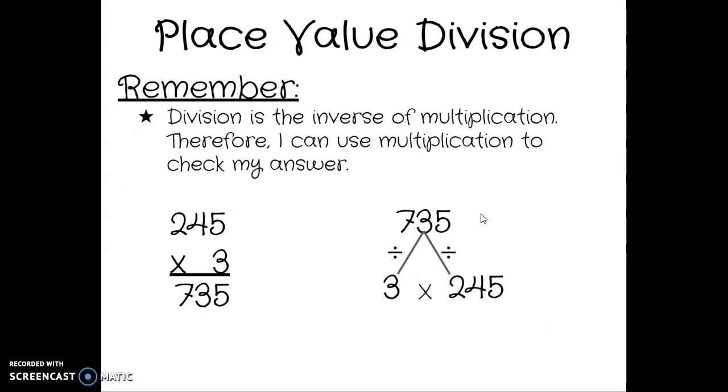Again, remember that division is the inverse of multiplication. Therefore, I can use multiplication to check my answer. 245 times 3 equals 735. And again, this is my math mountain. 735 divided by 245 is 3, or 735 divided by 3 makes 245. And the inverse would be 3 times 245 makes 735.